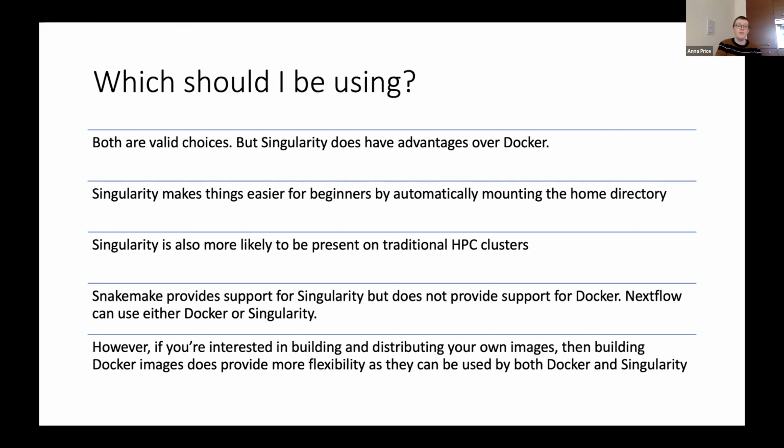So if you're interested in building and distributing your own images for other people to use, maybe for your own software, then building Docker images and hosting them on Docker Hub or Quay does provide more flexibility than building a Singularity image, because that Docker image you build, people will be able to use with either Docker or Singularity, because like I said, Singularity can pull that Docker image and convert it for you. So yeah, it's a little bit different when you're thinking about building images. I would build Docker images if you're looking to get the maximum user base from them.